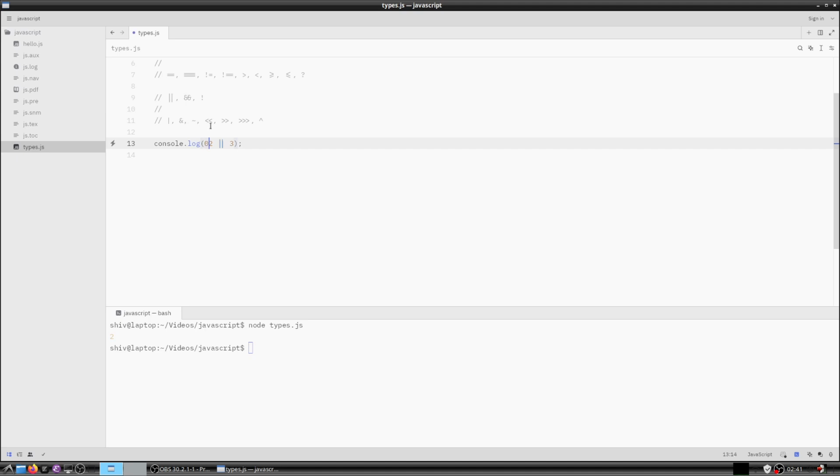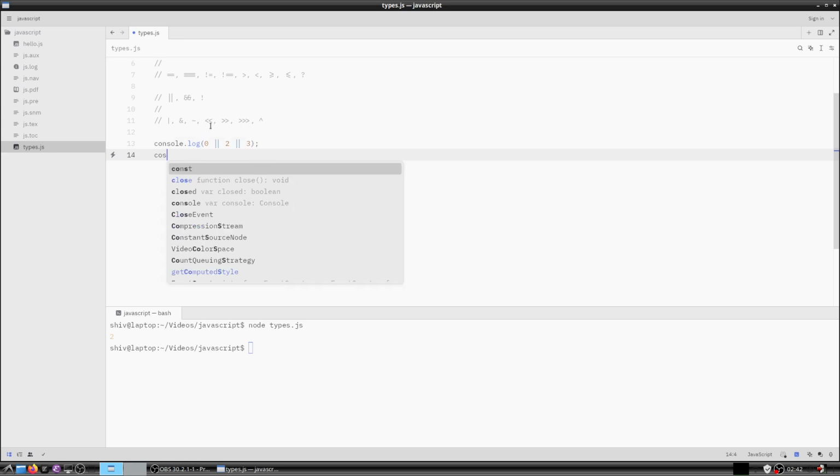So suppose we had 0, 2, 3. When the code executes, it will see 0 is false, so it will proceed further. It will see 2 is true. At this very moment, it will stop execution. It will not check for 3. So 2 is true, it will stop here and 2 will be returned. It does not even look at 3. This is known as short circuit evaluation.